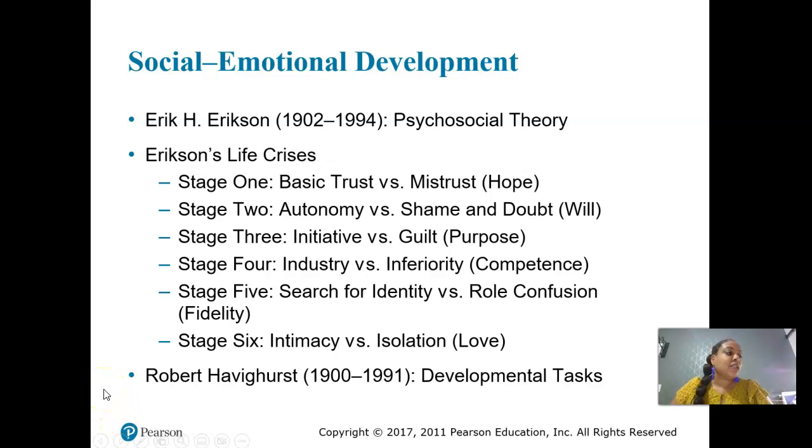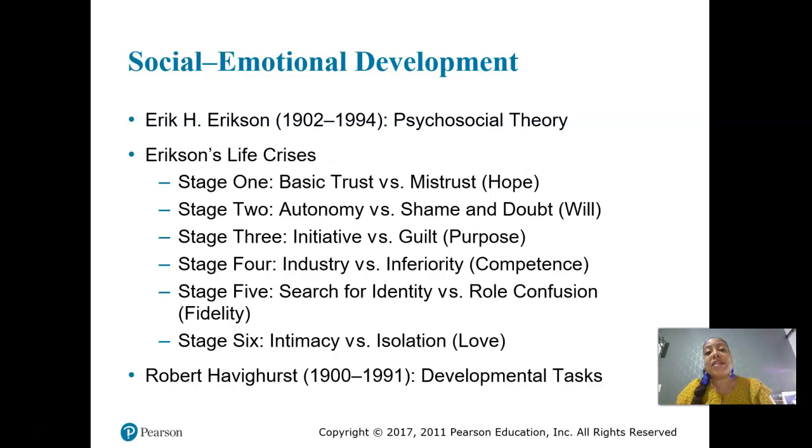And then in stage 2, we have autonomy versus shame and doubt. Will is the main concept behind that, and that will take place between 18 months and 3 years old. Autonomy is this idea of independence. If you're thinking about toddlers, the main thing that you hear toddlers say is no, or I do it, right? So they're developing their own sense of autonomy. They want to be independent. They want to be able to do things for themselves.